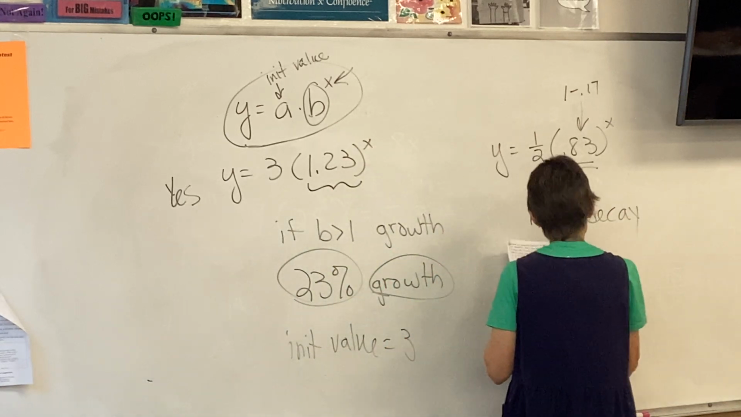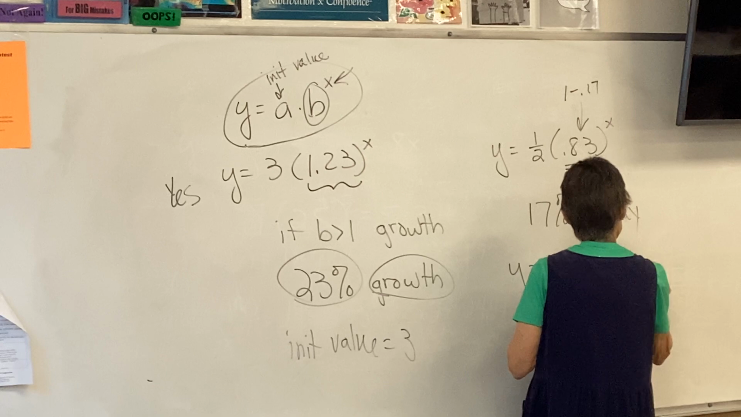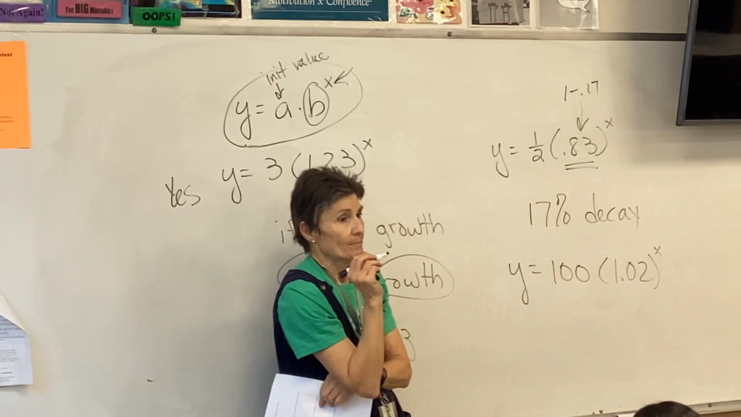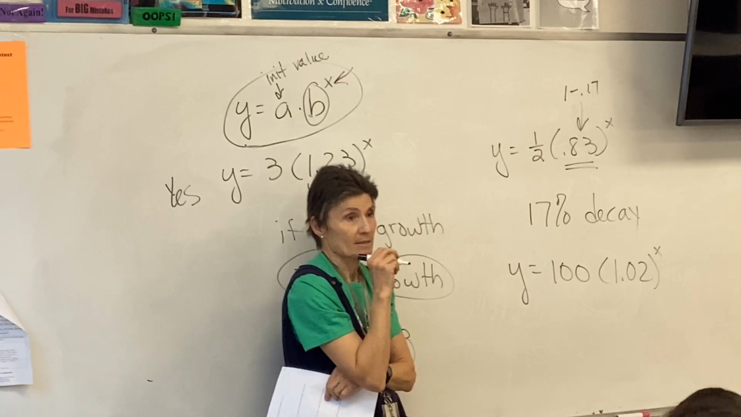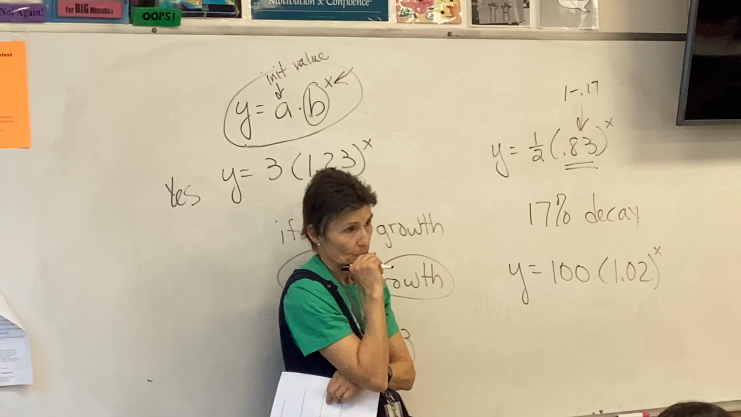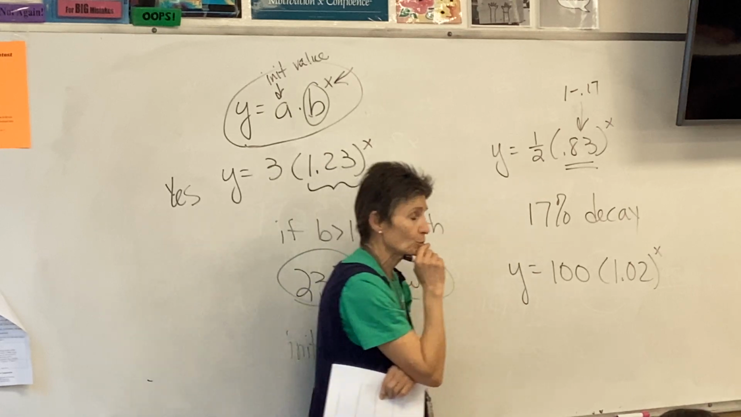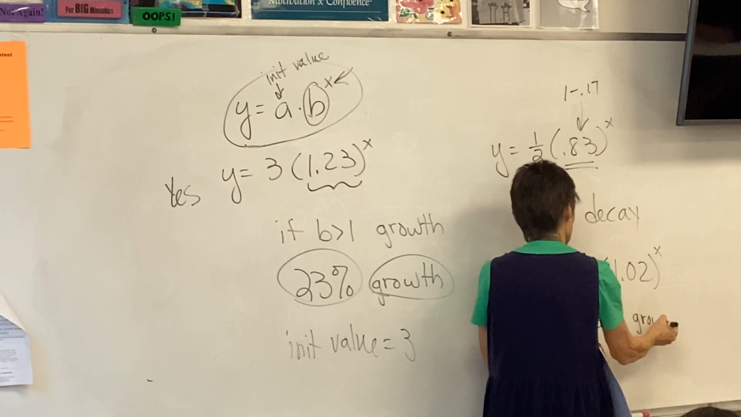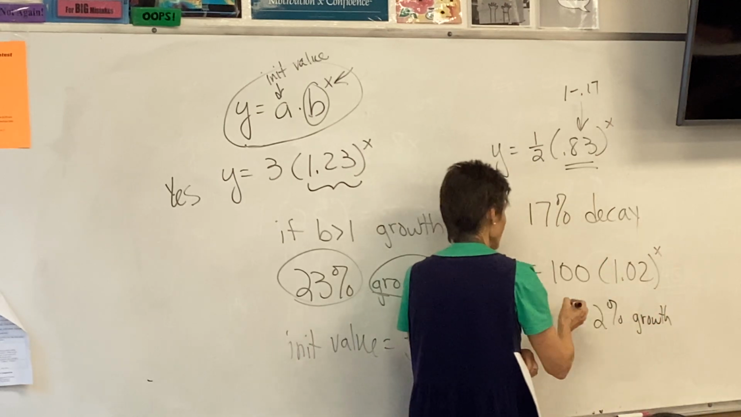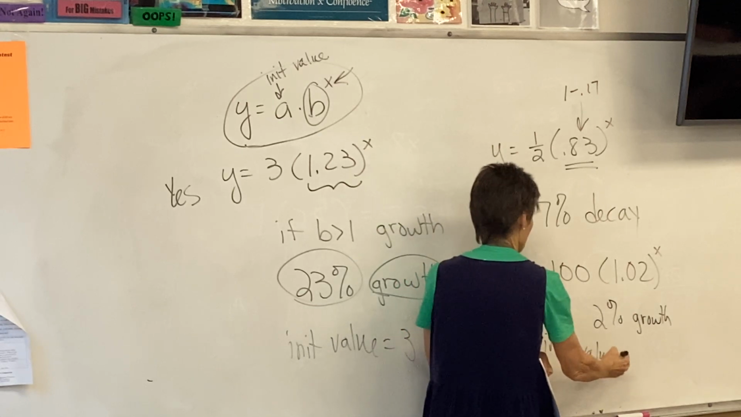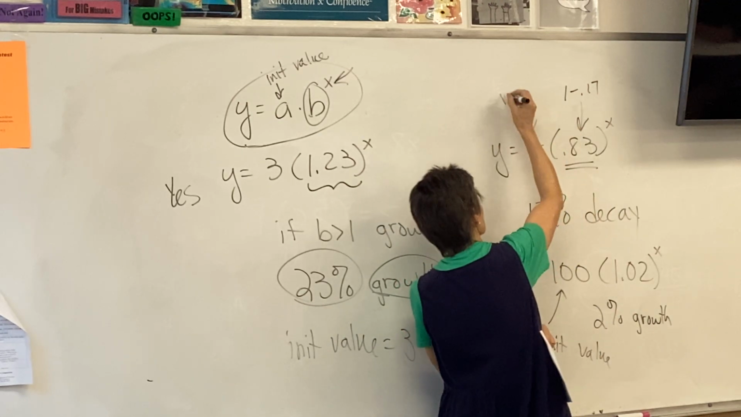Yes, because it's something times something to the x. A times B to the x. Growth or decay? Growth. How much growth? What percentage? 2% growth. Absolutely. And what's my initial value? 100. Oh, I think I forgot that up here. The initial value of this one was 1/2.